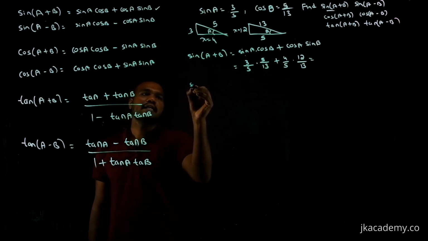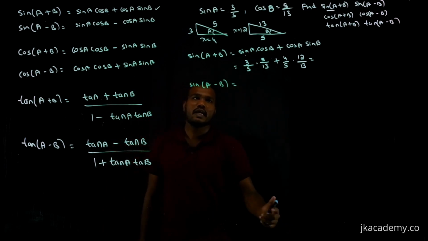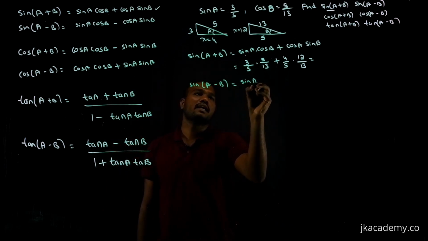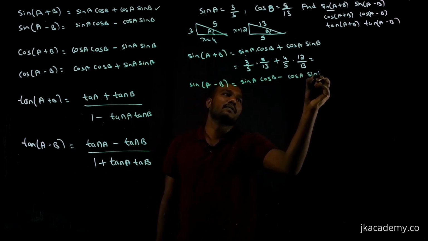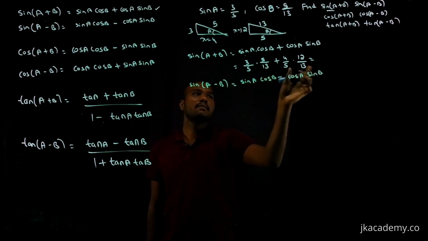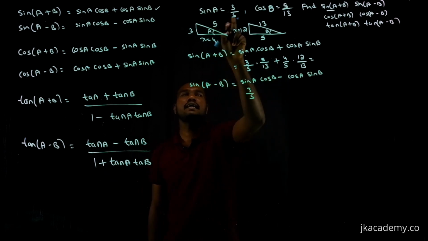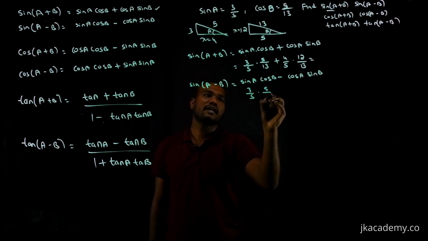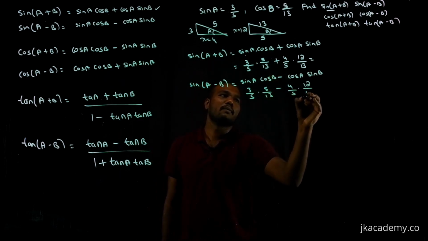Okay, next. Sin of A minus B. What is sin of A minus B? Sin A cos B minus cos A sin B. So everything will be the same, in the plus it will change to minus. So 3 by 5, I know sin A, 3 by 5. Cos B is 5 by 13. Plus is there, I have to take negative. 4 by 5 times 12 upon 13.